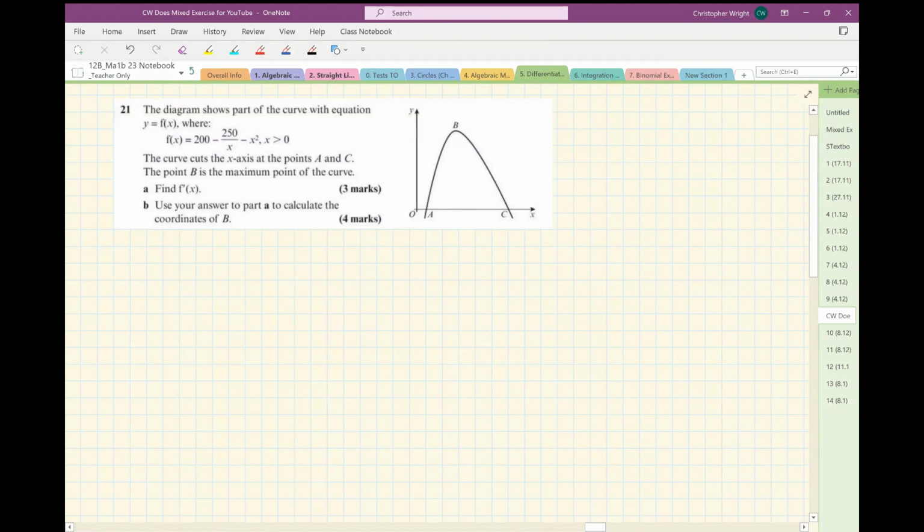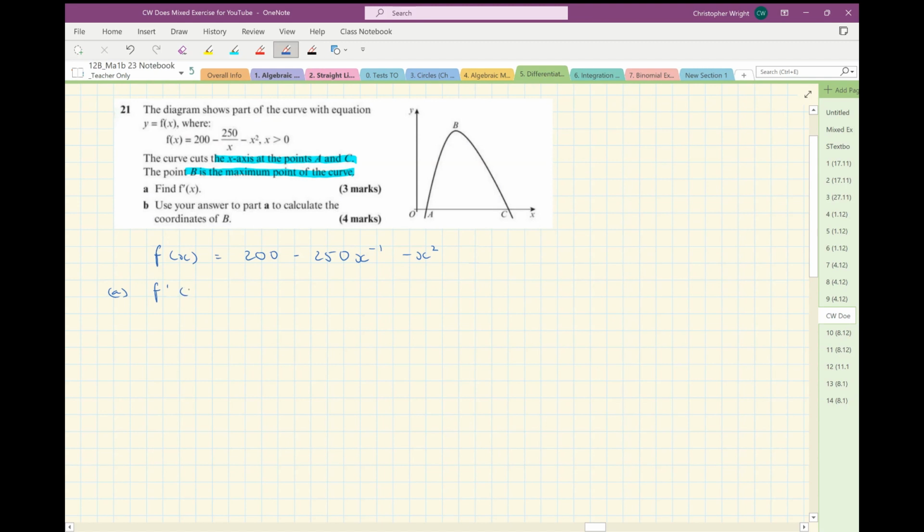Question 21. Right, the diagram shows part of a curve which has this equation: f of x is 200 minus 250 x to the power of minus 1 minus x squared. Okay. The curve cuts the x-axis at the points A and C. Okay. And the point B is a maximum of the curve.